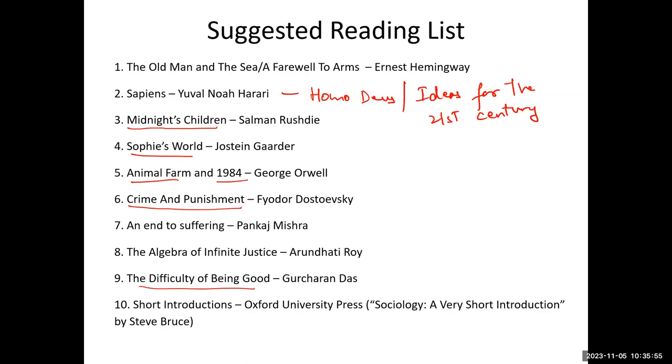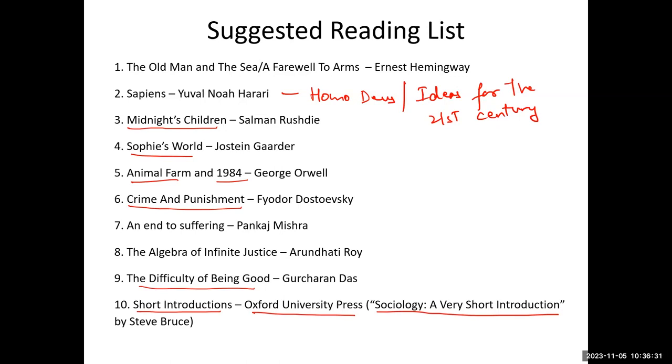It is philosophical. Now, another good source that I can suggest is publications by Oxford University Press. Oxford University Press has short introductions on many subjects. For example, one of the most famous books is Sociology: A Very Short Introduction by Steve Bruce. Publication is Oxford University Press. So these are very short books, just 60-65 pages, that's it.